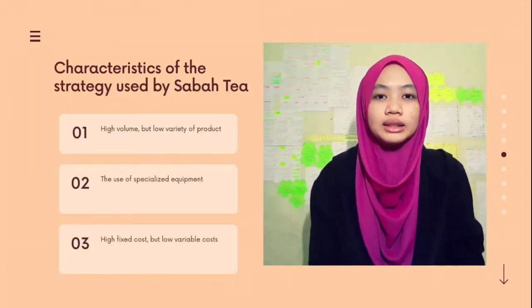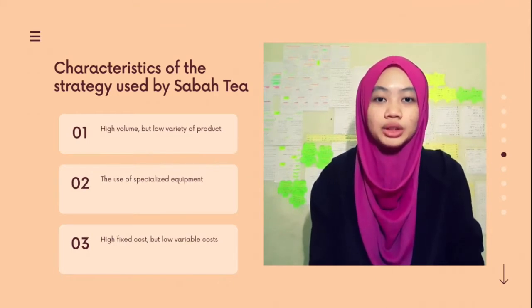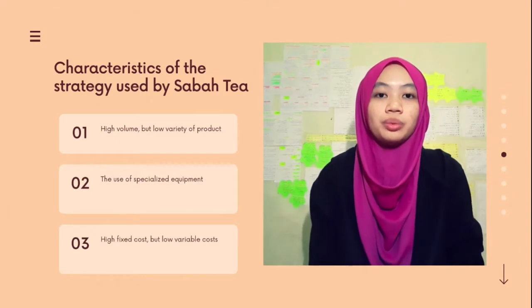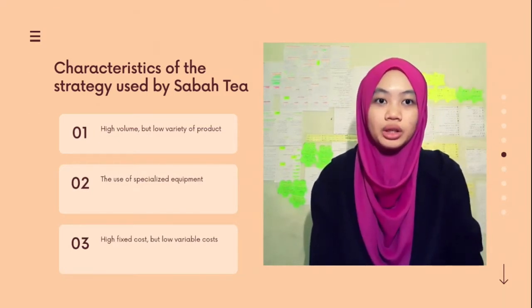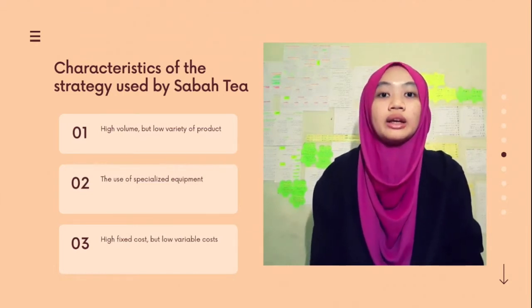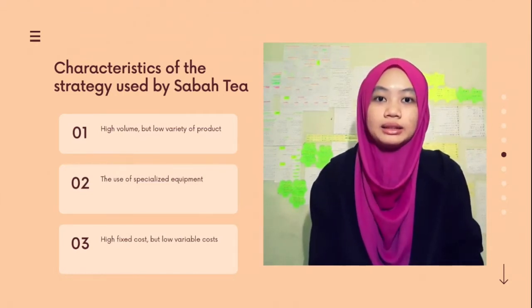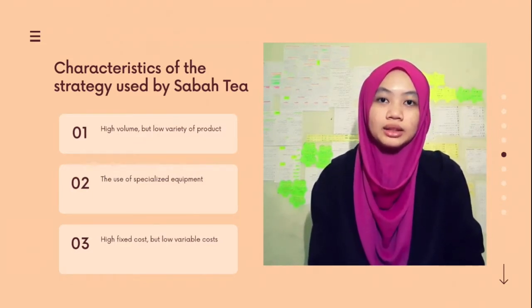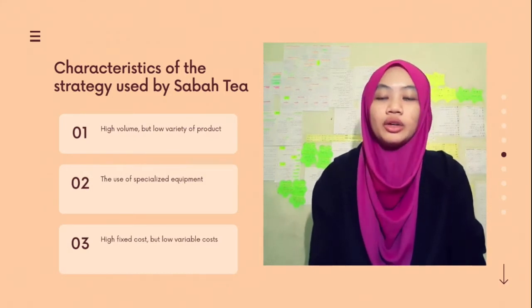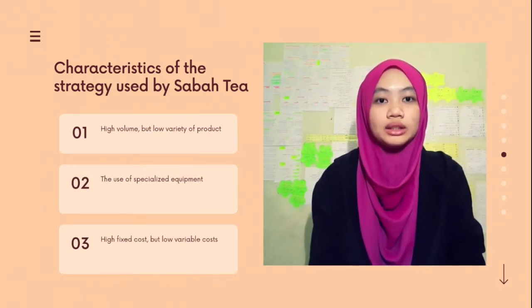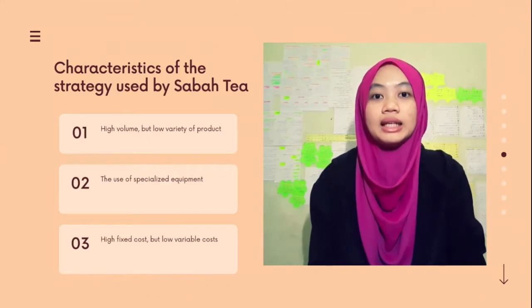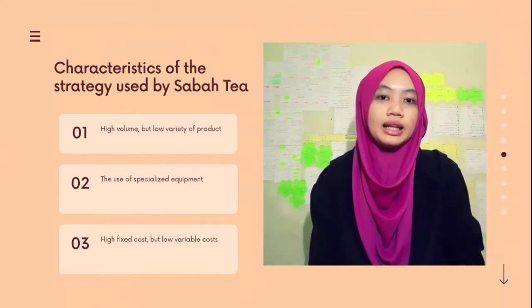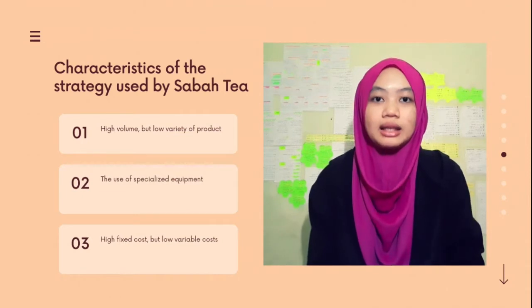The characteristic of the strategy used by Sabati is, first, high volume but low variety of product. It refers to the production volume: the quantity they can produce at that time is high, so they can meet the demand of society. But low variety of product, because their product is only based on tea leaves. They cannot produce anything which is not using tea leaves.